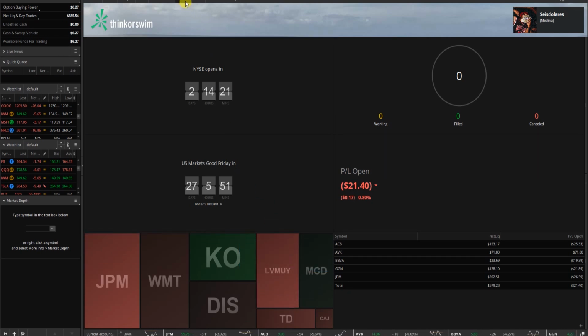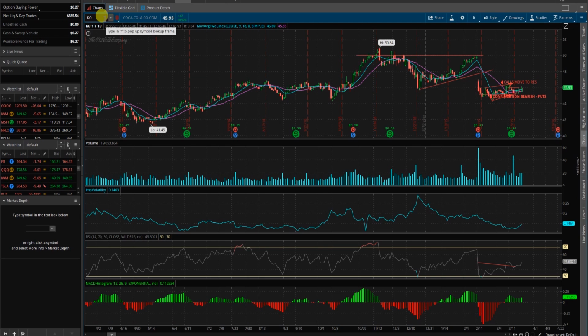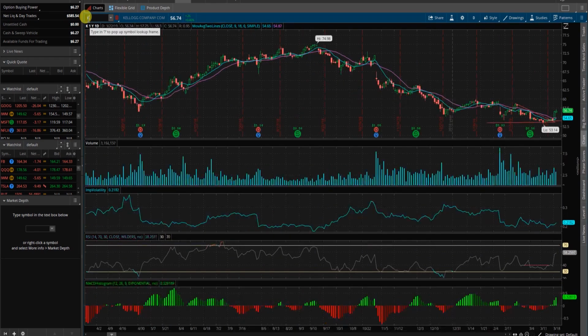So let's jump in. This is the app Thinkorswim, and let's start fresh. How about the stock Kellogg, for example? This is one that I've been following.